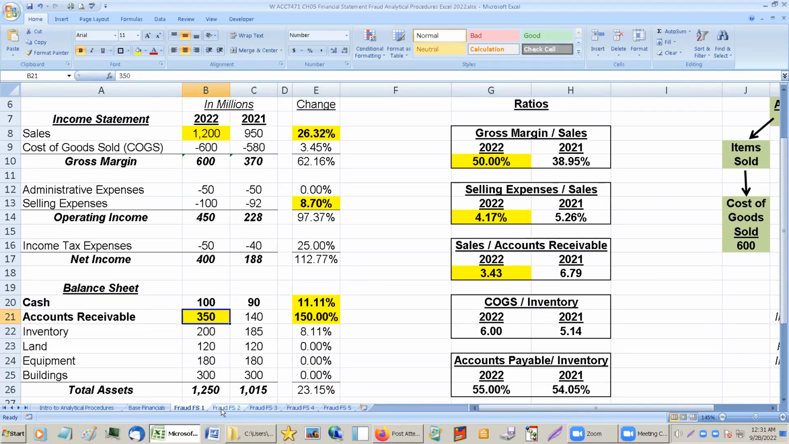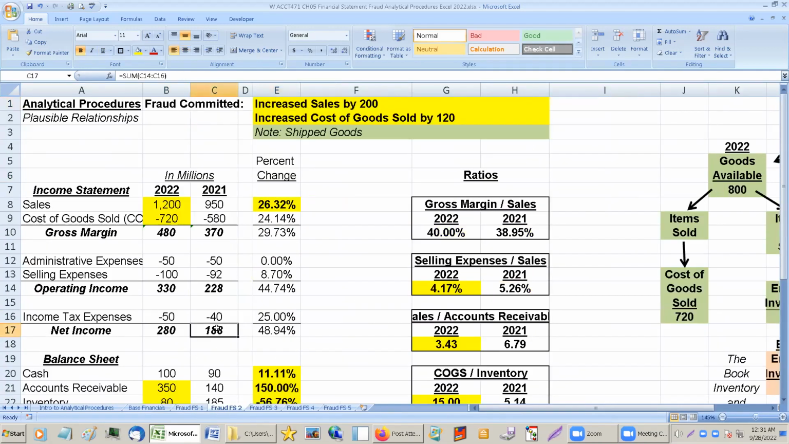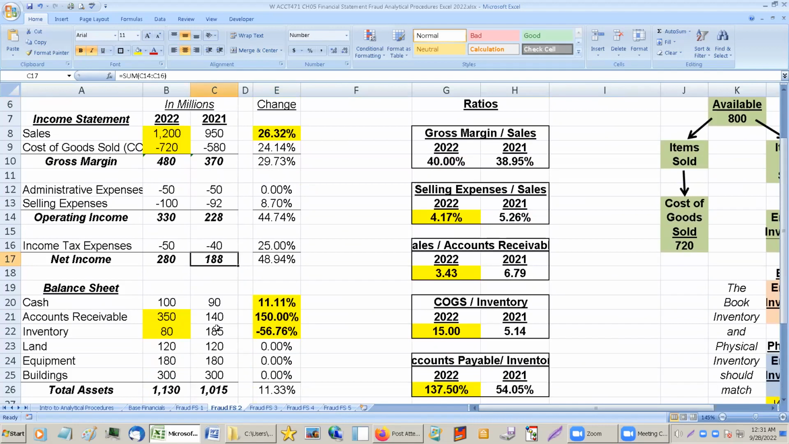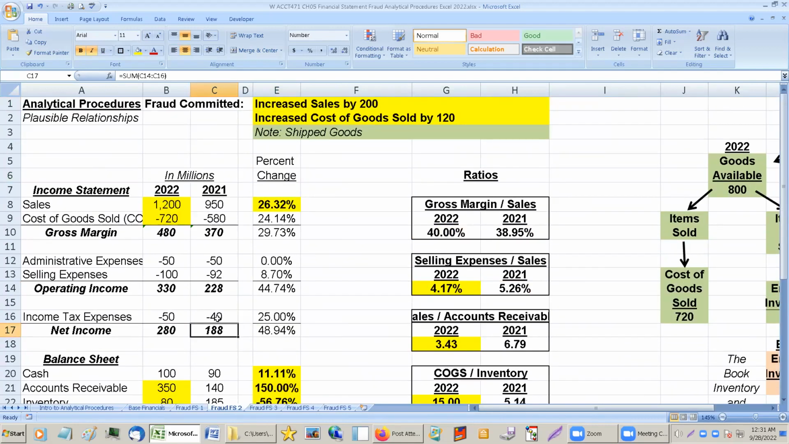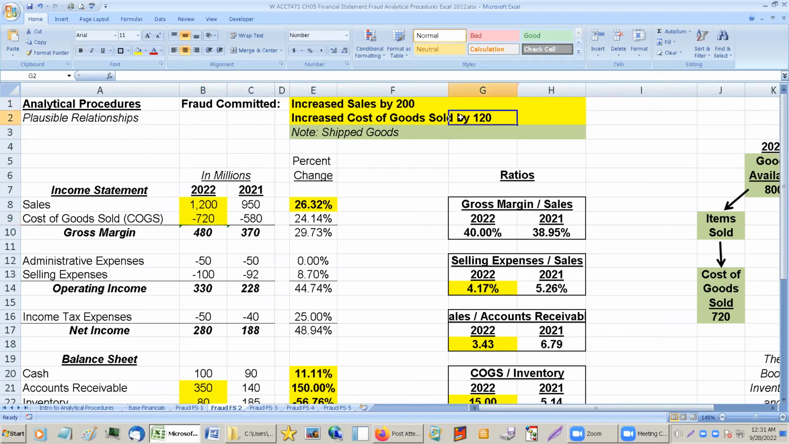Now, frauds come in all different shapes and sizes, and you don't really know what they did to change the books until you get into it. The second one here is a little bit more sophisticated. They increase the sales by 200, but instead of not including any cost of goods sold, they increase our cost of goods sold by 120. So you'll notice the change is big, but it's kind of big all the way down here. Selling expense is still really small. This is still a problem.